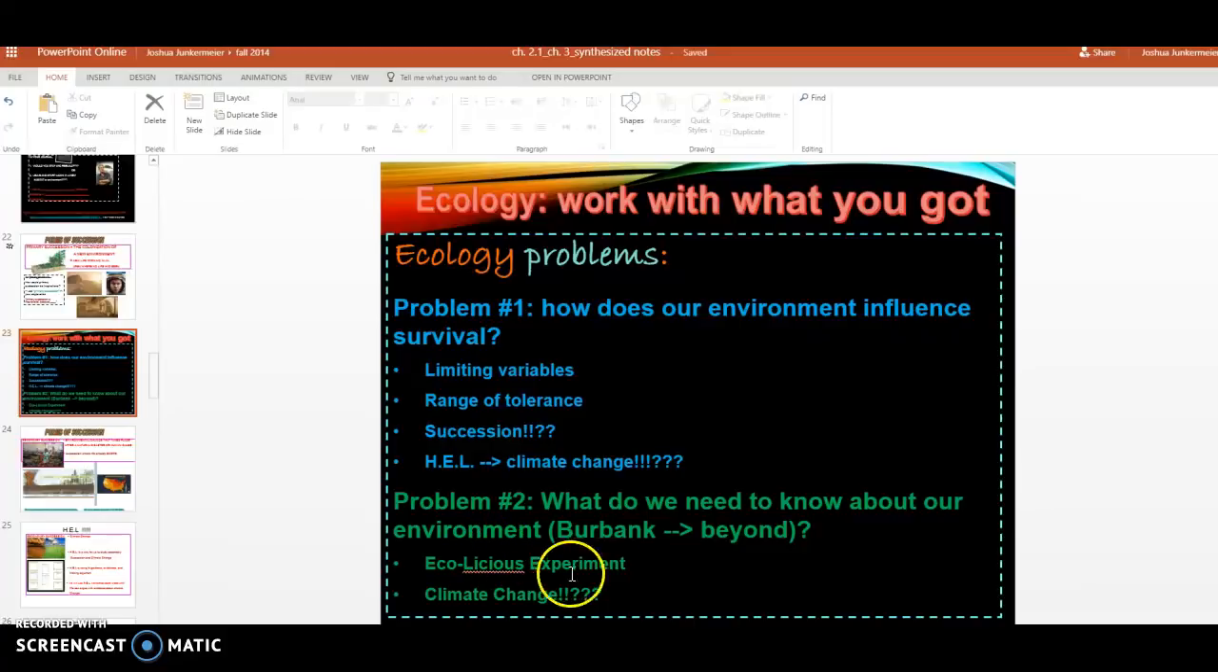And of course, we'll constantly remember that we are doing an ecolicious experiment to better understand problem 2. We also want to know if there are some climate change issues happening in Burbank or California or our planet, okay? So we're going to study this continually. These are both the 2 reasons why we're doing everything we're doing in this chapter, Ecology. Work with what you got. All right, let's move forward.